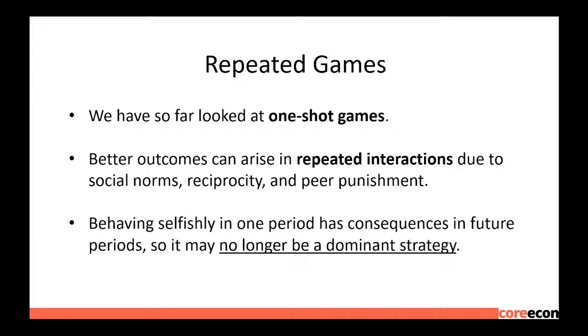If in these games, since you play repeatedly, you can build a reputation, right, for being, say, a cooperator or a defector, that may have payoff consequences. So even in a world where people are selfish and rational, the threat of being punished by others may justify acting more cooperatively. We will come back to this important point. So behaving selfishly in one period has consequences in future periods, in repeated games, so it may no longer be a dominant strategy, right? Remember before we were just assessing what's best for me, given this one period of play, because it was the only period of play.